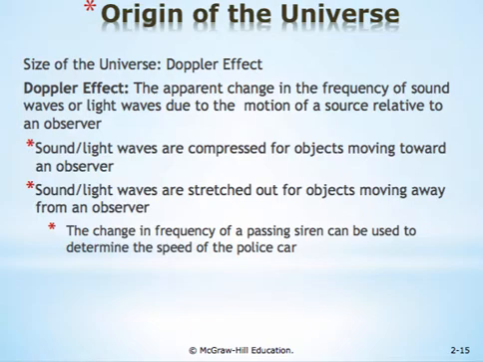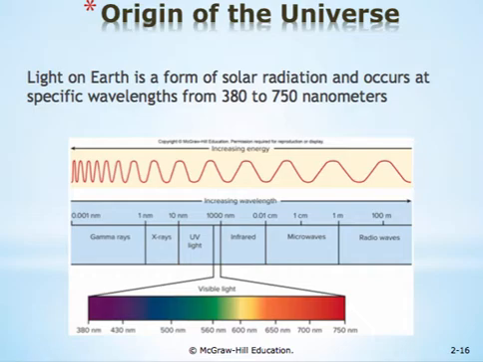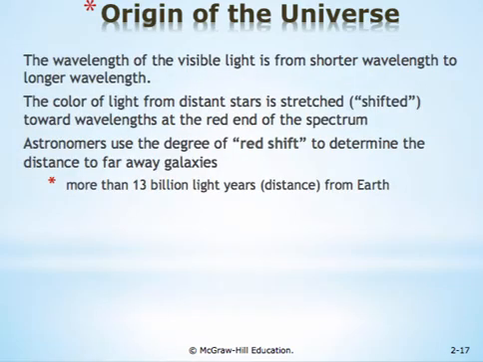Sound and light waves are compressed or closer together for objects moving toward an observer. Sound and light waves are stretched out for objects moving away from an observer. The change in frequency of a passing siren can be used to determine the speed of the police car. Light on Earth is a form of solar radiation, and it occurs at specific wavelengths from 380 to 250 nanometers. Hang in there, this will make sense in just a second. The wavelength of the visible light is shorter. It moves from shorter wavelength to the longer wavelength. The color of the light from distant stars is stretched toward wavelengths at the red end of the spectrum, just like the sound waves of a police car moving away.